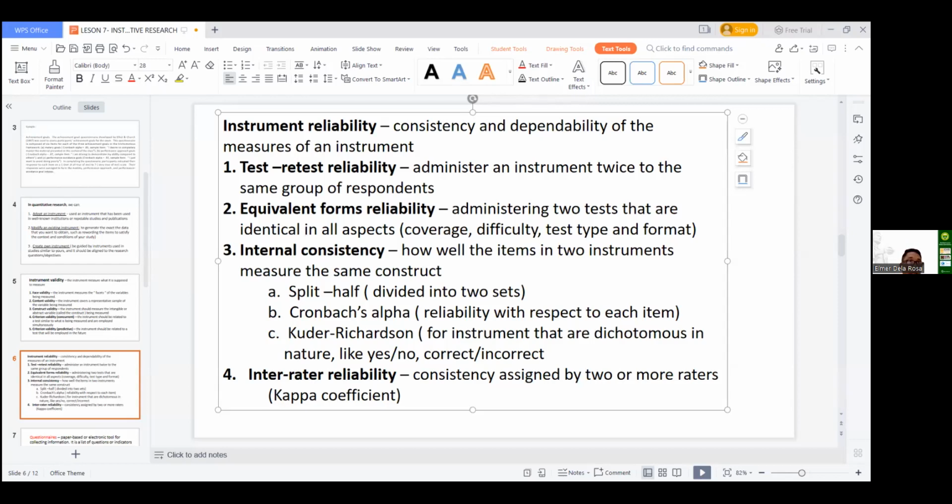Ito yung example ko kanina sa ating instrumentation. Reliability with respect to each item. So consistent ba yung mga items that are measuring or that are attempting to measure the intangible aspects of human behavior?